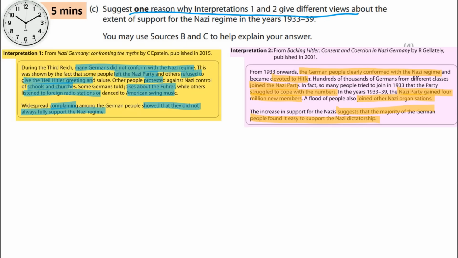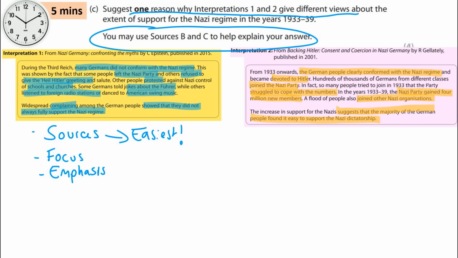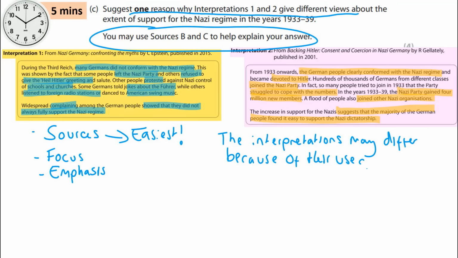For the following question, it's slightly different. Having said how they are different, we now need to think about why they are different. Why have these historians come to two different views? There are 3 possible reasons why they may have come to different views: sources, their focus, or the emphasis they've placed. Sources will always be the easiest one to do, and you can see in the question, it tells you that you can use sources B and C to help you with your answer. I would start with this sentence. The interpretations may differ because of their use of sources. I need to add a bit of information about this, but this is why they are different, okay? The evidence I'm going to use for this is going to use sources B and C.